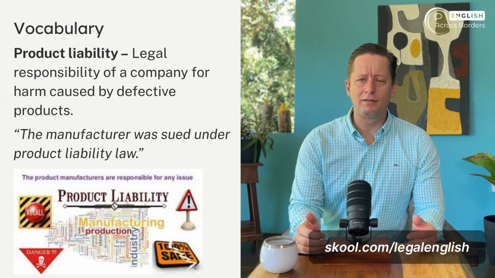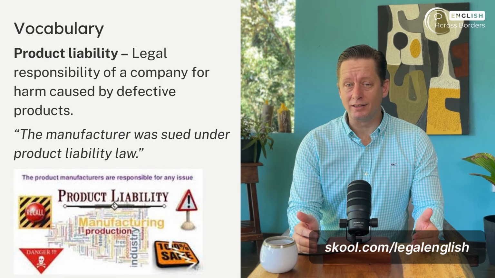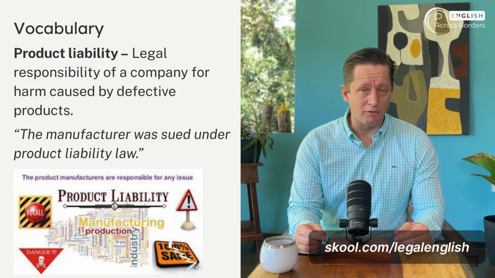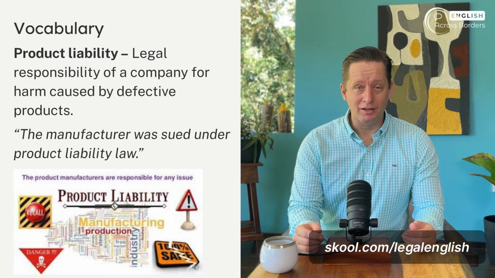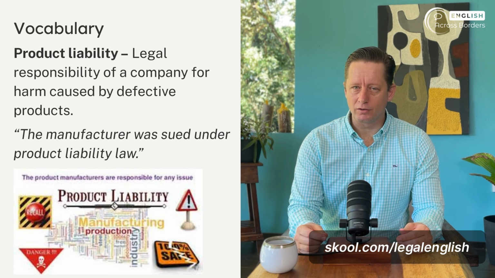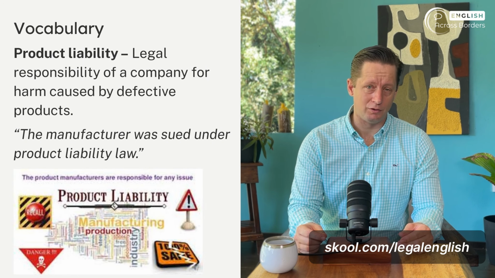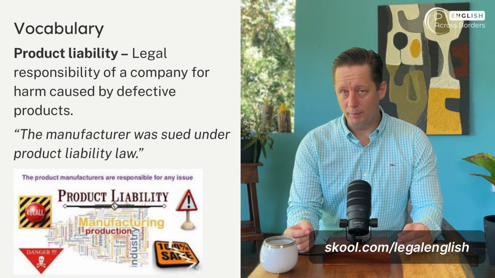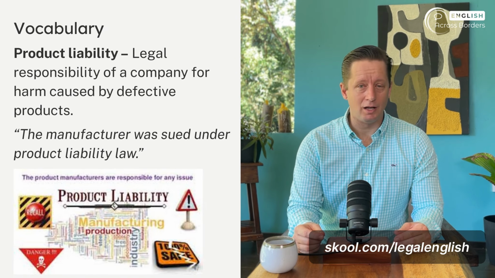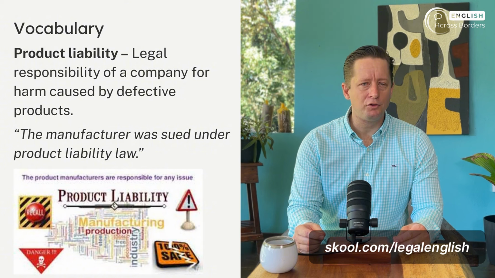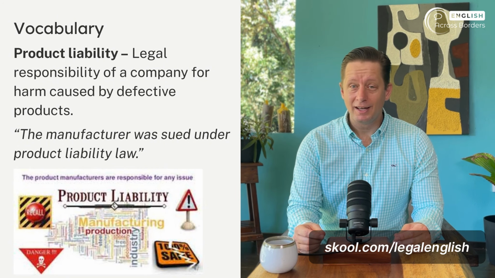It covers cases where a product has a design defect, a manufacturing defect, or inadequate warnings. Imagine a toy contains small parts that are not labeled as dangerous. A child chokes on the toy. The parents sue the company. The lawyer explains this is product liability. The company failed to warn about the risks and is legally responsible.